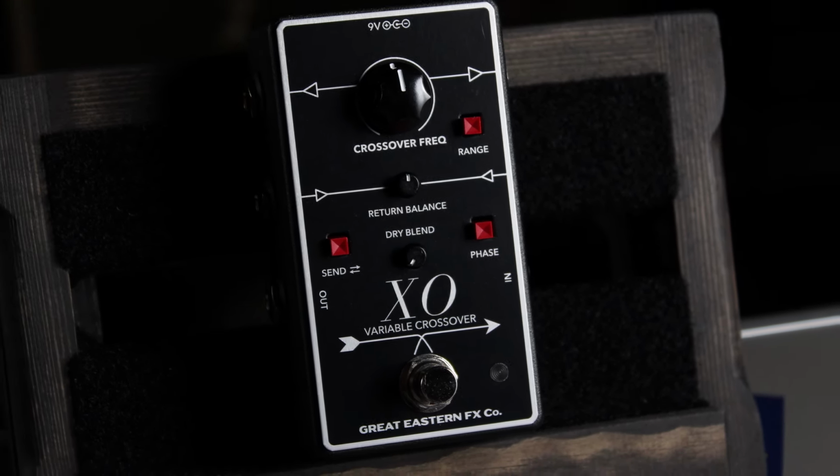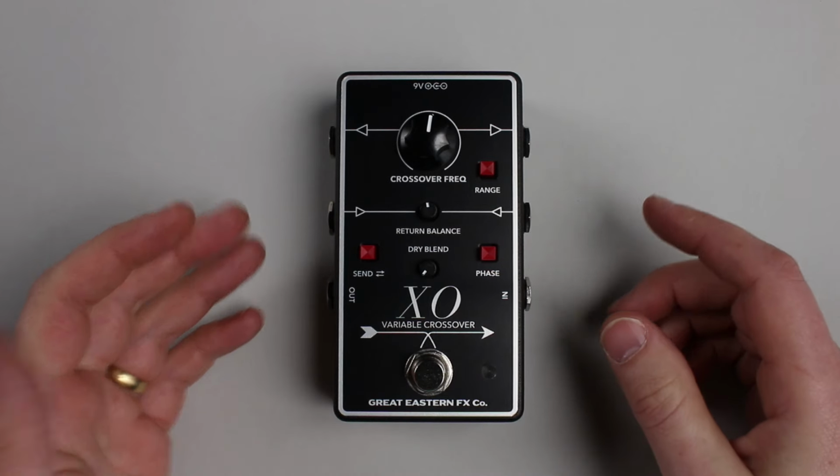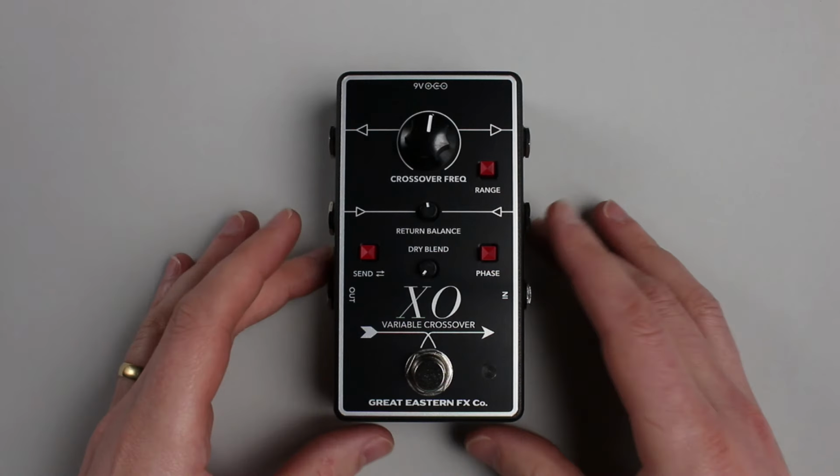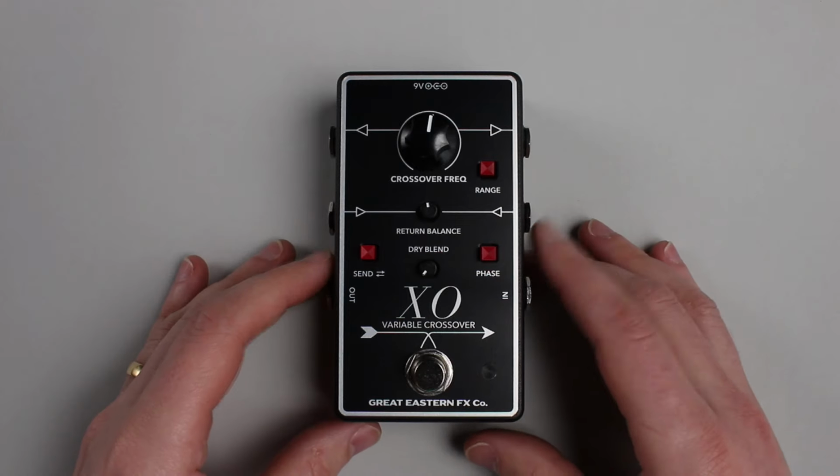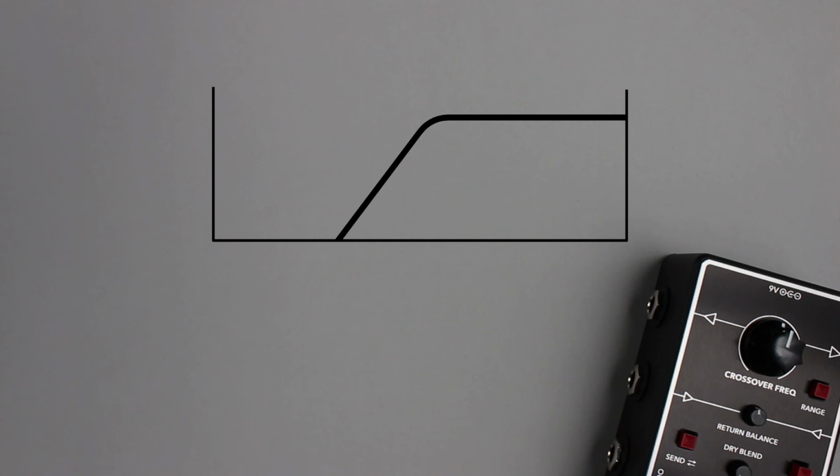But before I go any further, let me just give you a quick overview of what's going on with the pedal. So here we are. As the name suggests, this pedal revolves around an active crossover. A crossover is basically two filters, one high pass and one low pass, that are set to overlap at a specific frequency.